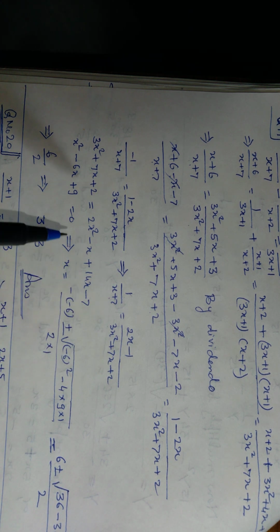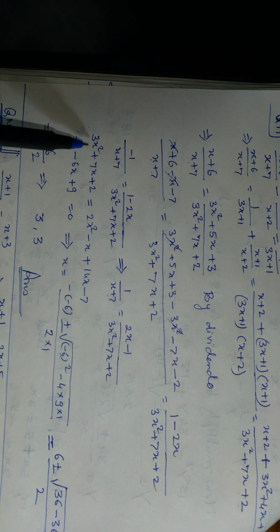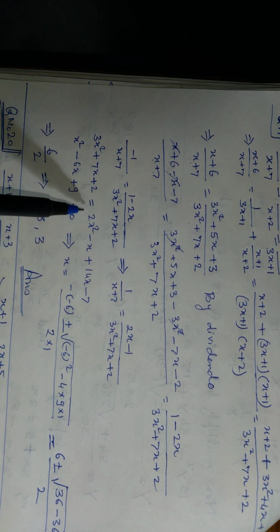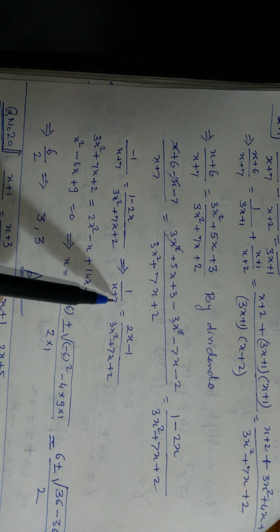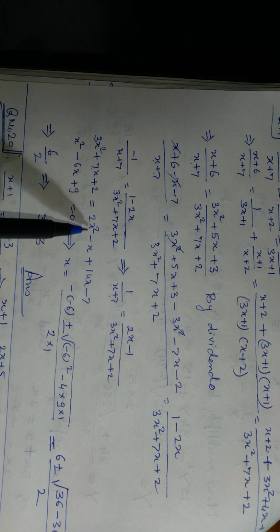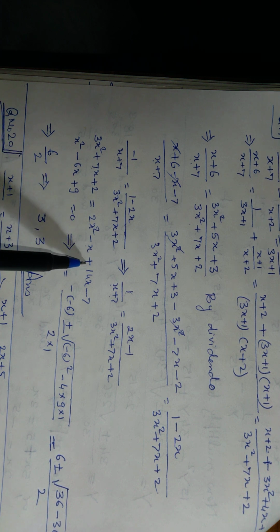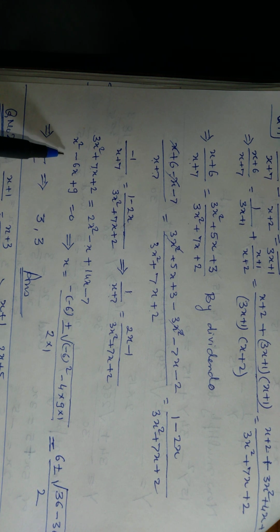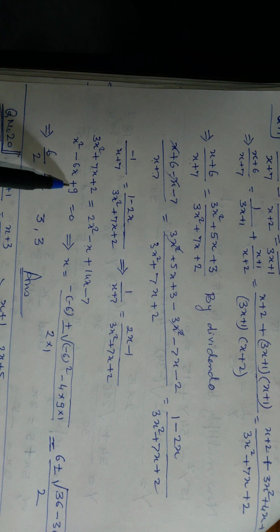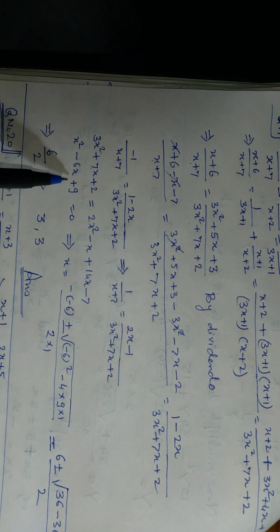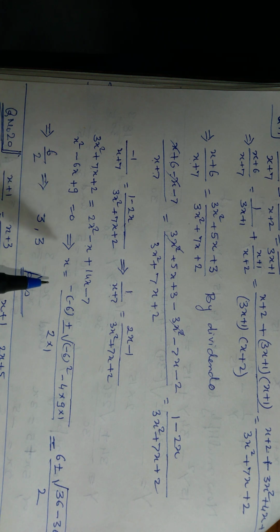Now cross multiply it. We will get 3x square plus 7x plus 2, which will be multiplied to 1, and x plus 7 will be multiplied to 2x minus 1. We will get 2x square minus x plus 14x minus 7. Further solving, we will get x square minus 6x plus 9 equal to 0. This will be the standard form of the quadratic equation.